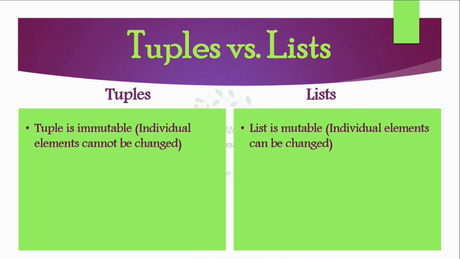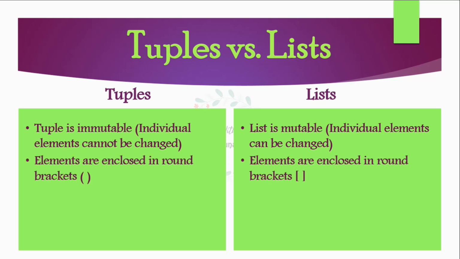Tuple is immutable, which means the individual elements that are stored inside the tuples cannot be modified, whereas in case of list, as you have already seen in the list tutorial, we can work on the individual elements, we can modify them at their place itself. The same thing is not applicable in case of tuples.